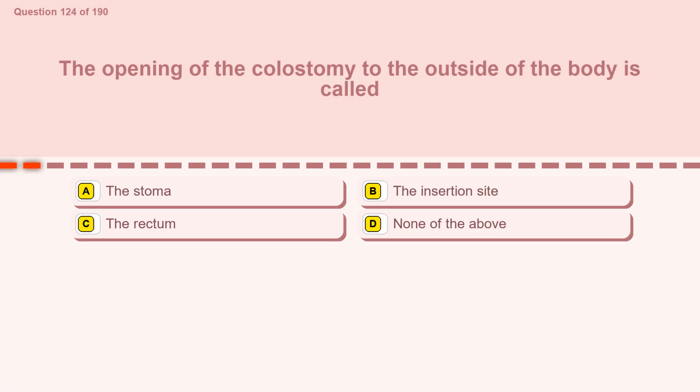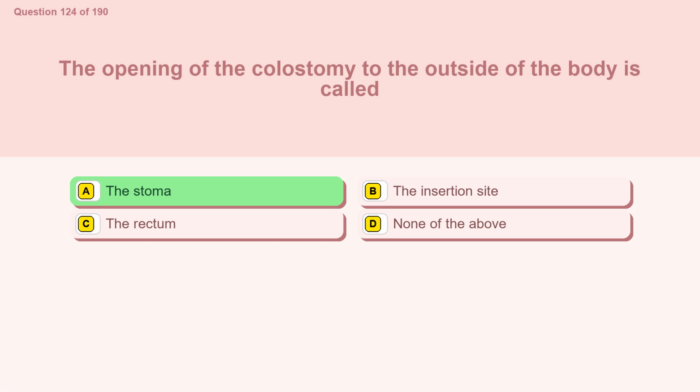Question 124. The opening of the colostomy to the outside of the body is called Option A, the stoma. Option B, the insertion site. Option C, the rectum. Option D, none of the above.